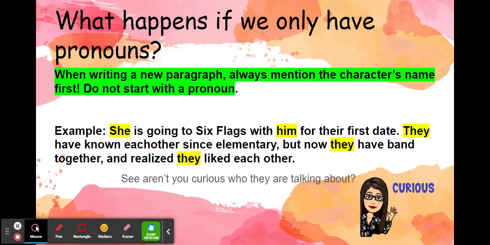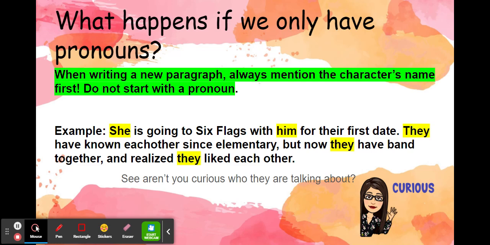Okay, opposite. What happens if we only use pronouns? And I don't know if anybody has ever told you a story like this. But when we write, we need to include both real names and pronouns in paragraphs. You got to mix it up. Okay, example. She's going to Six Flags with him for their first date. They have known each other since elementary, but now they have band together and realize they like each other. If we heard this story, aren't you curious who they're talking about?